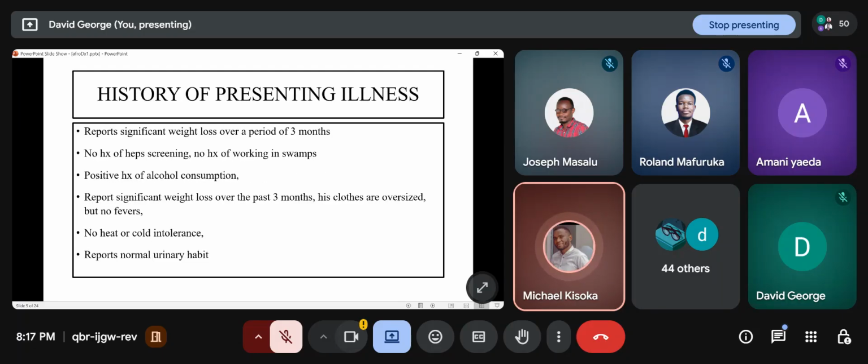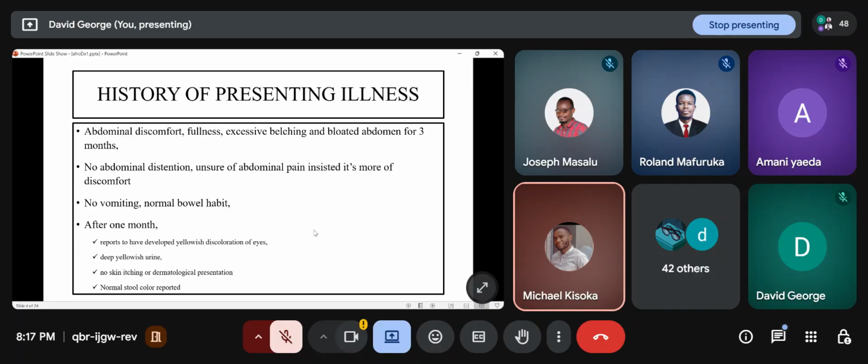The rest of the history, family and social history, review of other systems, past medical and surgical history, are all unremarkable. Joseph. Yeah, thank you very much.